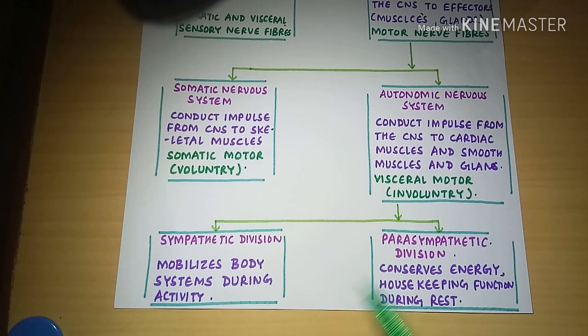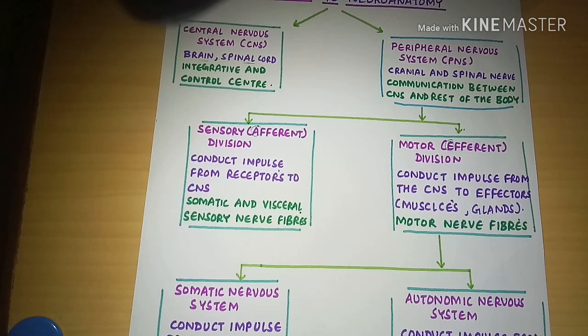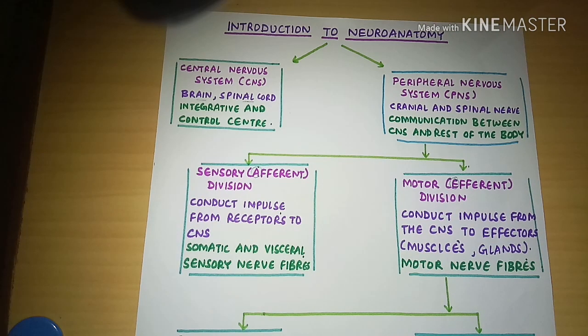The sympathetic division of the autonomic nervous system will mobilize the body systems during activity. And the parasympathetic division of the autonomic nervous system will conserve energy and handle housekeeping functions during rest. When we are taking rest, the whole energy is being conserved, which is due to the parasympathetic division of the autonomic nervous system. So that's all for this part of the video. We will be continuing the introduction to neuroanatomy in the next part of the video.